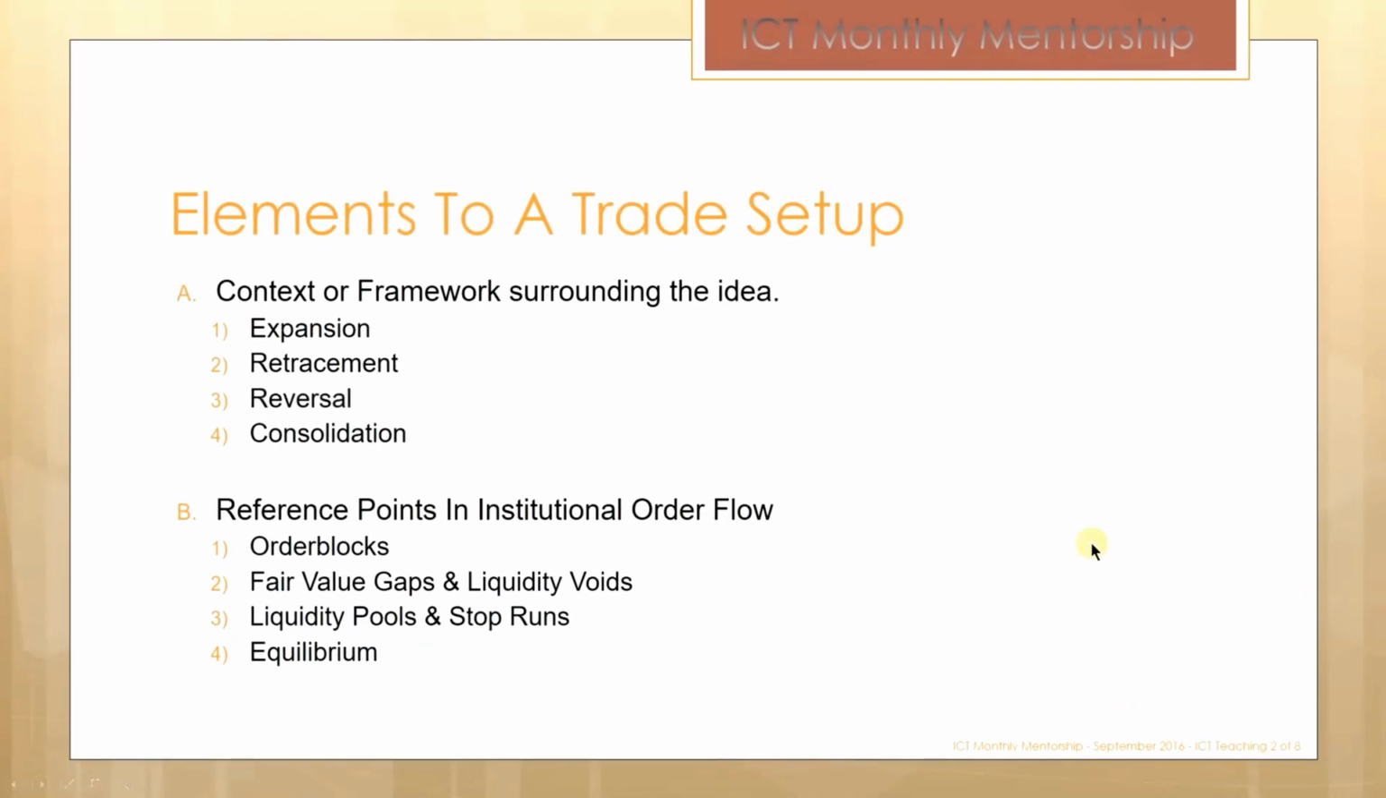Now in the first video I gave you elements to a trade setup, and I gave you 2 characteristics to it. There's context and framework around the trade, and then obviously those refer back to institutional order flow. So you have to be able to bridge the two, understanding expansion, retracement, reversal, and consolidation, and applying them respectively to order blocks, fair value gaps, liquidity voids, liquidity pools, stop runs, and equilibrium. What does that mean for us, for instance, in the scope of price? How can we use these ideas and make them applicable to price?